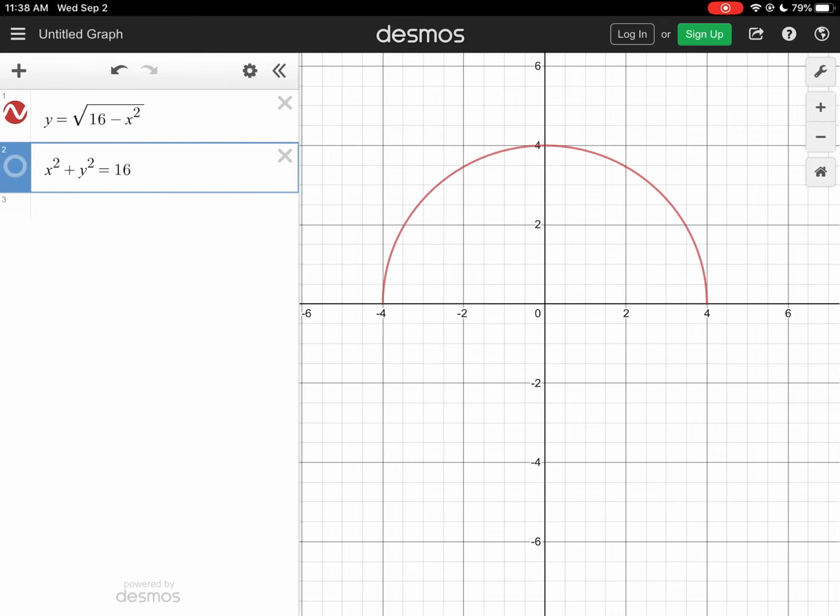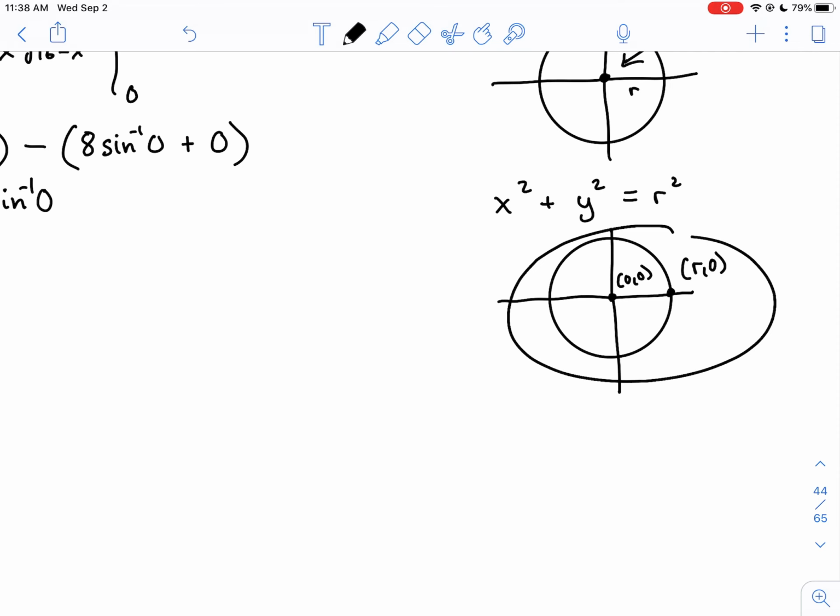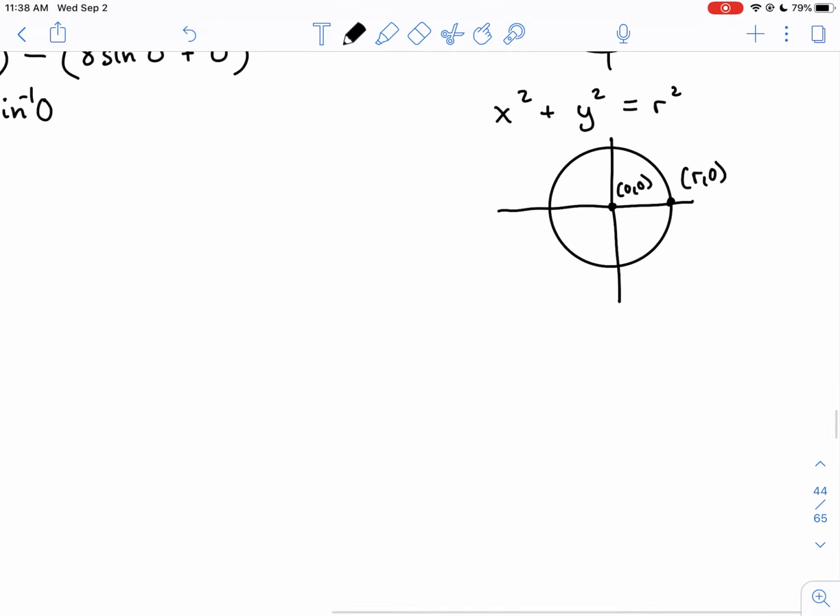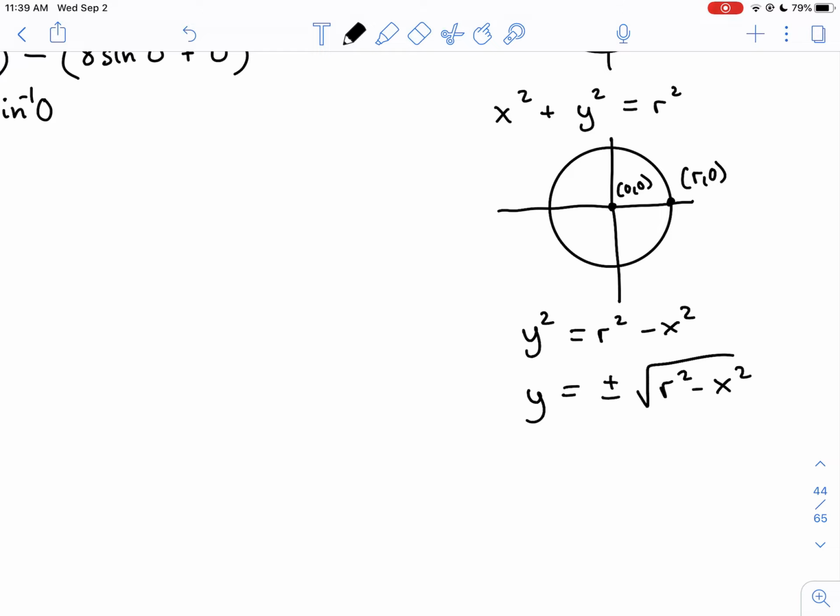Whereas this equation here just gives you the top half. So they aren't functions of x in the sense that they fail the vertical line test. But if you were to take this expression and solve it for y, so subtract the x², you get y² = r² − x², and then square root both sides, you get two possible answers, plus or minus the square root of r² − x². This is how you turn the circle into two different functions.